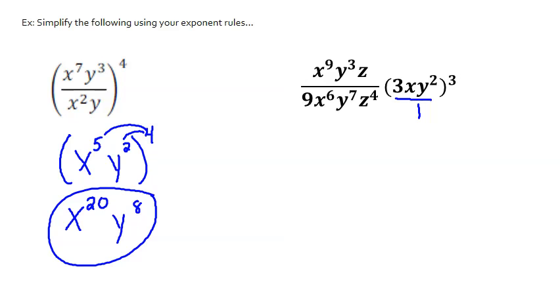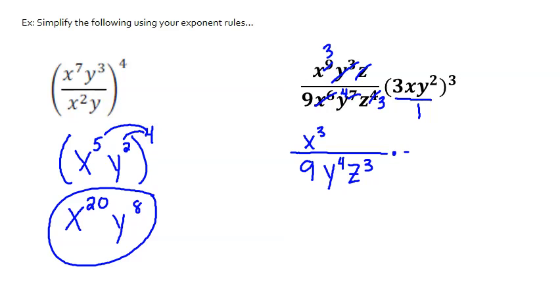So if I look, I have 9 x's in the top and 6 in the bottom, which is going to leave me with 3 of them in the top. I have 3 x's in the bottom, 3 y's in the top and 7 in the bottom. So all 3 of mine in the numerator are going to go away, and I'm left with 4 y's in the bottom. I can't do anything with that 9 right now, so I can bring that on down. And then I have 1 z in the top and 4 in the bottom, so I'm going to get a total of 3 left in the bottom.